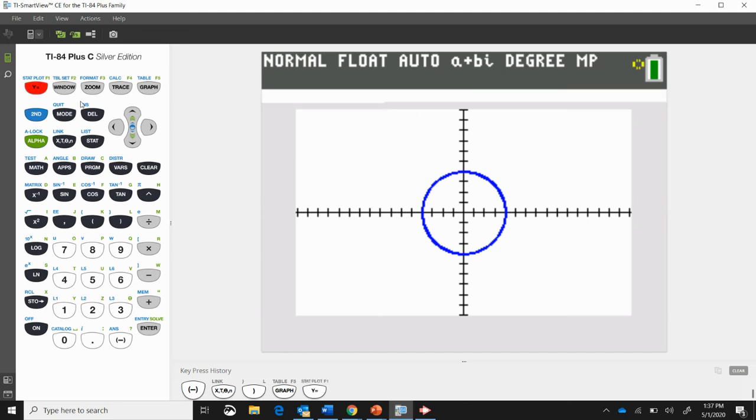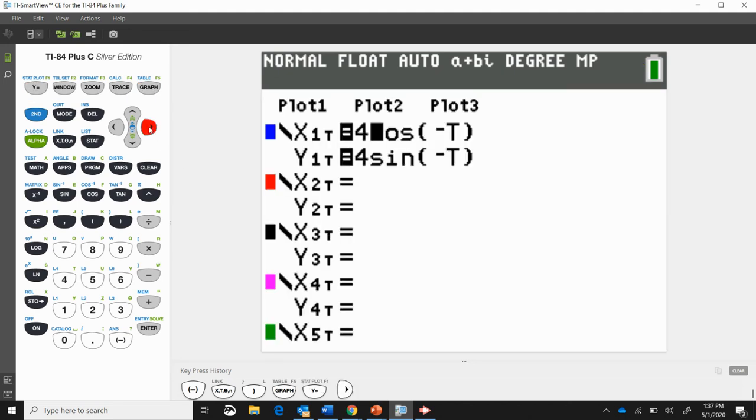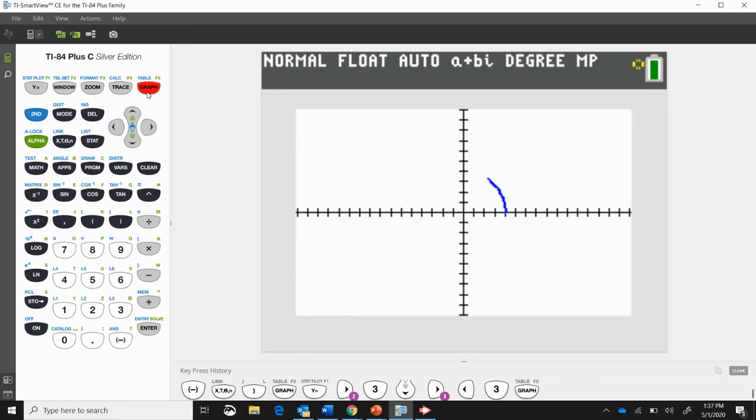And then if we were to change it to 3t, and hit graph, hopefully you can see what it's doing. I'm not sure you can tell, but it's graphing it a lot faster. If you're talking about time, you would be moving around this circle a lot faster. You'd be moving 3 times as fast as you would if we just had t. So hopefully that explains a little bit about parametrics and what's going on.